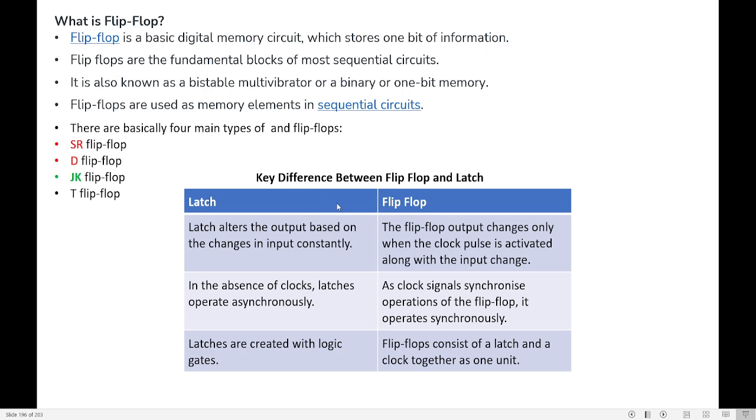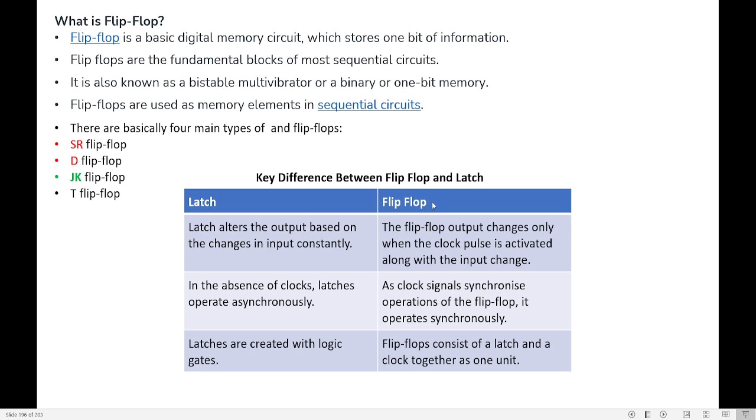Okay. Now let us see the difference between a flip-flop and latch. Flip-flop and latch both are memory elements used to store single bit information. But what is the difference between them? A latch is a circuit whose output keeps on changing if there is a change in input. Is it clear? Latch alters the output based on the input. If input changes, output changes.